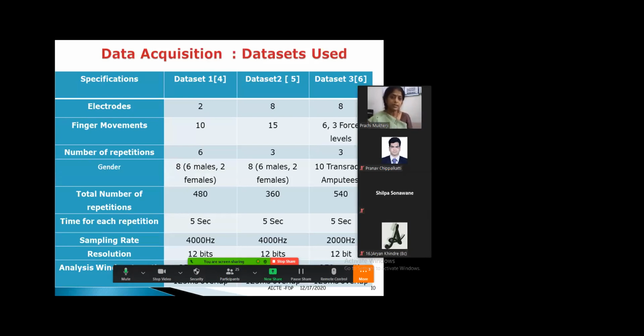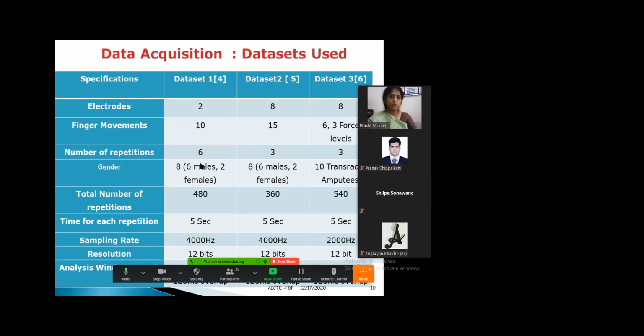There are three types of data sets available. In the first, the number of electrodes is only 2. Then in data set 2, there are 8 electrodes, meaning it gets more complex, as you can see. And then data set 3, in which there are 8 electrodes, but this is for amputees. Collecting the amputee data has been a very difficult task, and we are still doing this task.